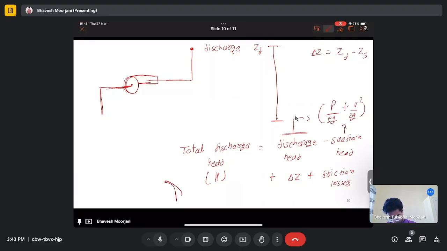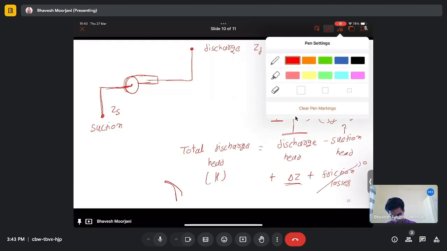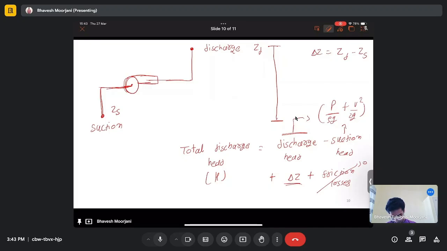So as I was saying, this is suction. Consider it at the elevation ZS. So we know we can compute the delta Z. Let's for now consider that there is no friction loss, so this can be neglected, right?